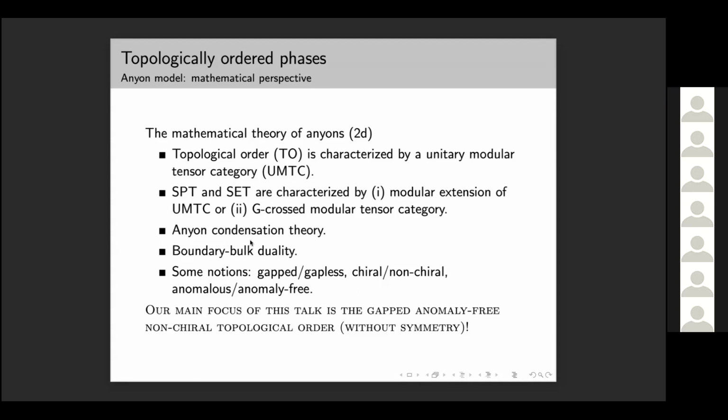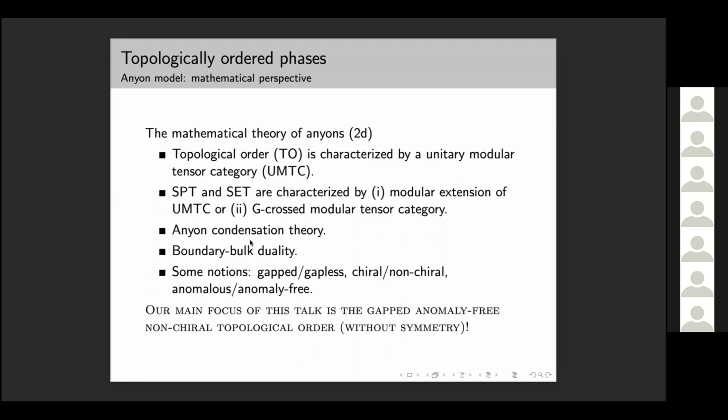And another one is the anyon condensation theory. Now, anyon condensation theory considers how we can obtain one topological phase from another one. It's characterized mathematically by the condensable algebra or Lagrangian algebra. They will consider a given phase, they will condense some anyons, and they will obtain a new anyon theory.